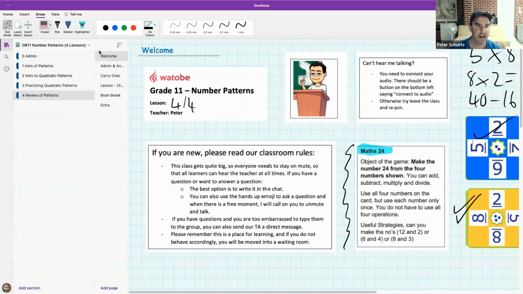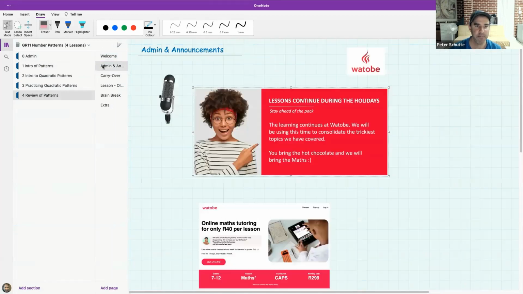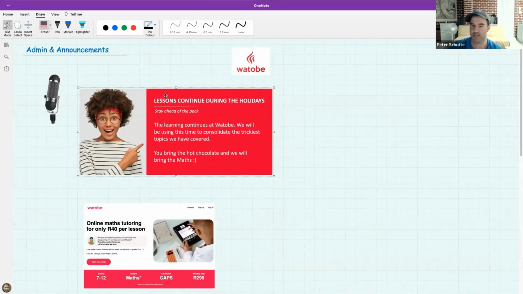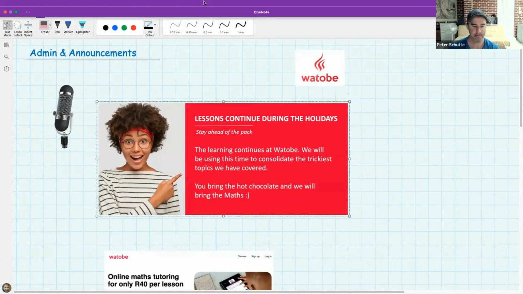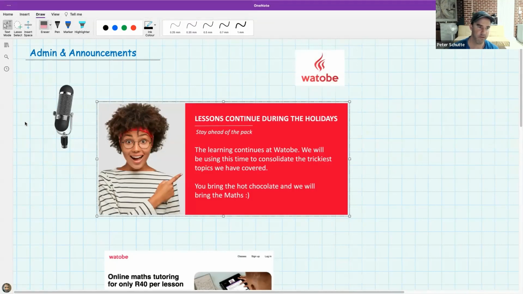Cool. So then the admin and announcements. Yulinda, if you want to just tell the students about this main announcement to start off with. Oh, yes, guys. Welcome to everybody and everyone who's new. So I have good news. During the holidays, we actually do have classes. So if I'm not mistaken, Teacher Peter, it's the same day, same time. Everything hasn't changed. It's just that we will have those classes during the holidays.